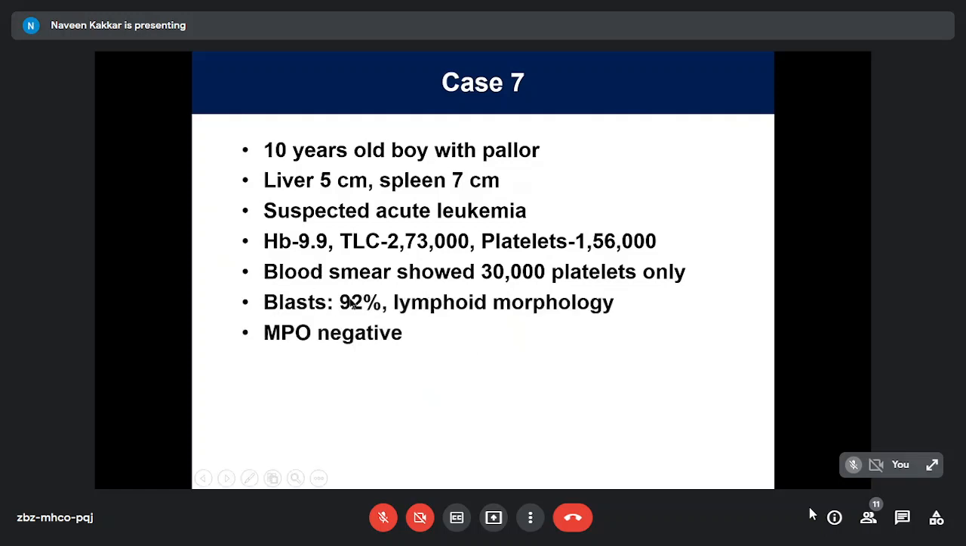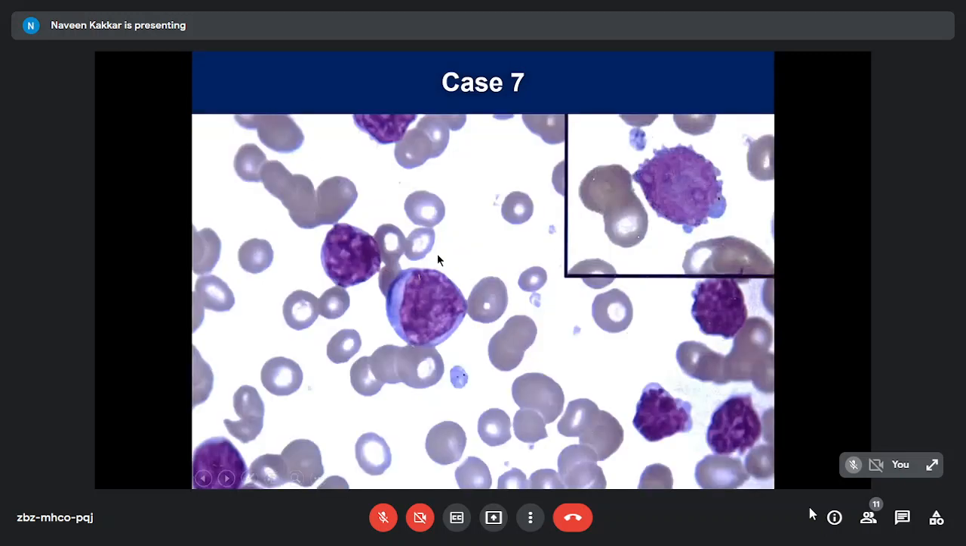The smear showed 92% blasts with a lymphoid morphology. Myeloperoxidase was negative. We advised the marrow, which was refused. Then we advised flow cytometry. At that time we did not have it in-house and he was referred elsewhere. That is what the smear showed. So these are the blasts, some nuclei there.